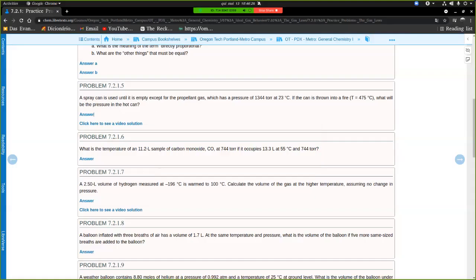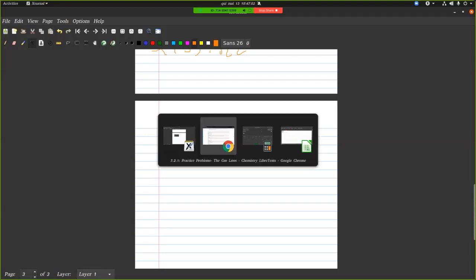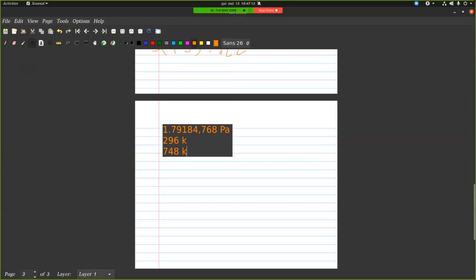And okay, it says that it's thrown into the fire at 475 degrees Celsius. And we want to know the pressure, okay? So 475 plus 273. So 3 plus 5 is 8, 7 plus 7 is 14, goes 1, 4 plus 2 is 6 plus 1 is 7. 748 Kelvin. And I want to know the pressure, which is in Pascal.